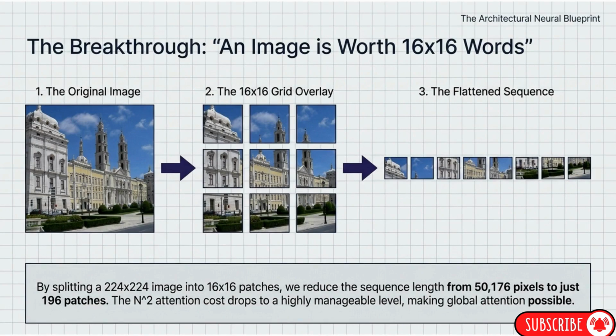This is the core breakthrough of ViT. Instead of processing the image pixel by pixel, ViT splits the image into fixed-size patches, commonly 16 by 16 pixels. Each patch is flattened and converted into a vector, just like a word embedding in NLP. So an image becomes a sequence of patch tokens. Once the image is converted into tokens, the standard transformer encoder can process it. This simple idea made it possible to apply transformer architecture directly to computer vision tasks.